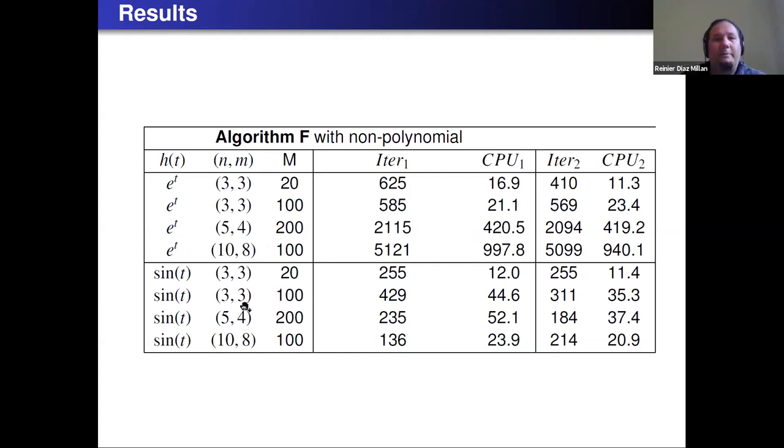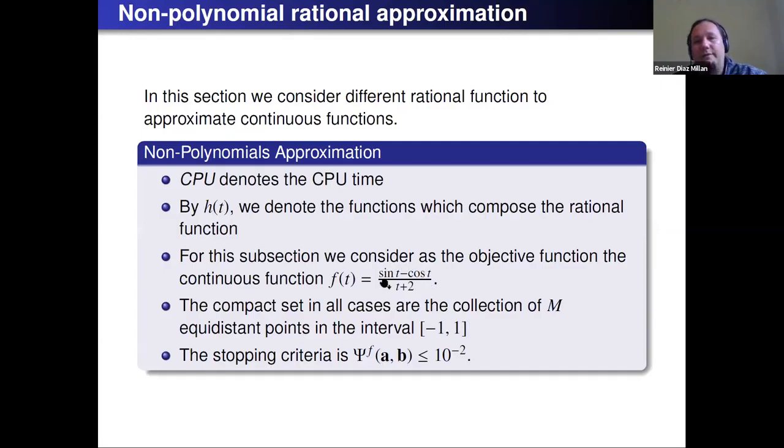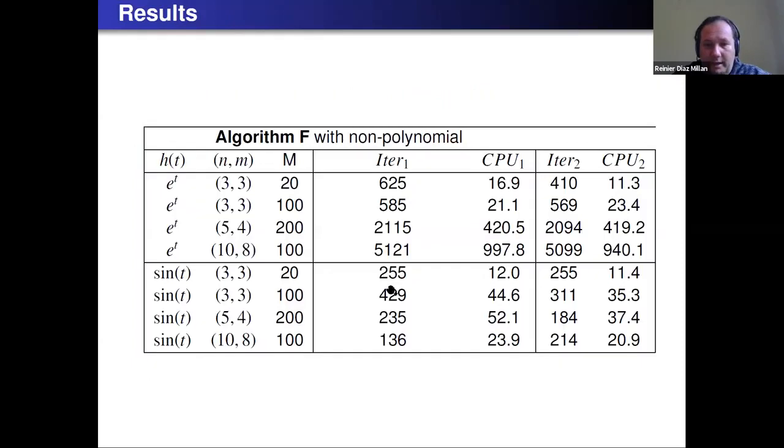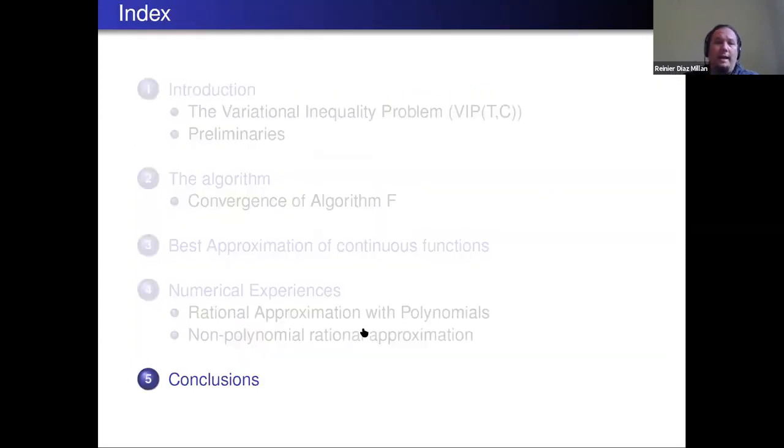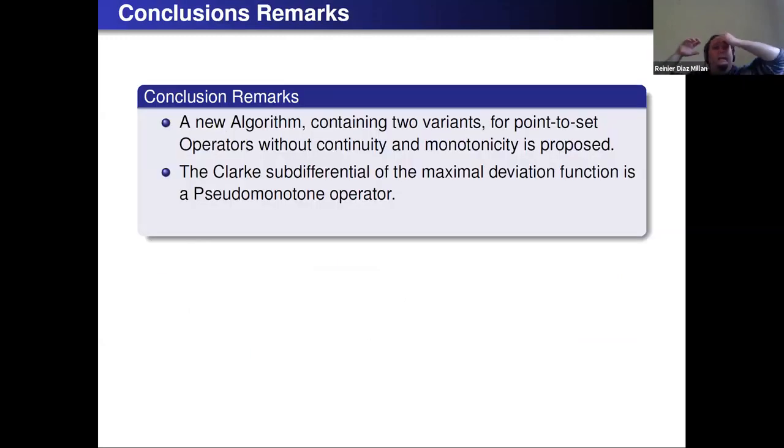the same degrees and the same quantity of points, and the result was much better. That function is much better approximated by polynomials with sine of t than with e of t. Of course, the function has sine of t in its composition, but it's not strictly sine of t. Then these were the results, and the conclusion: we made a new algorithm.